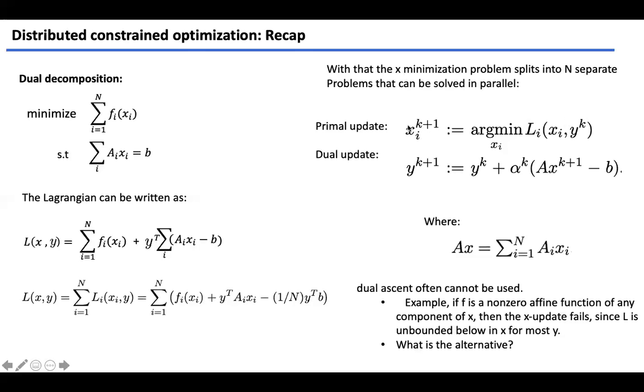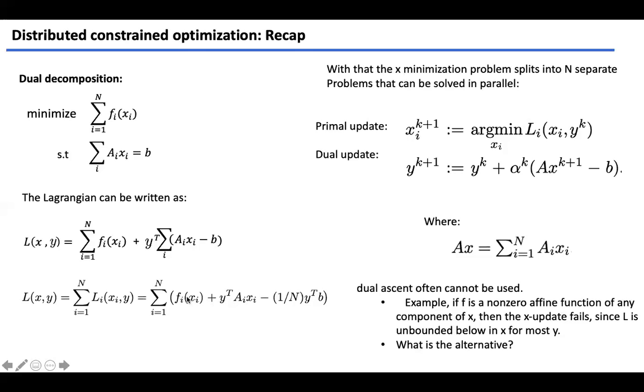So, for example, if fi of xi is differentiable and has a closed form, then the update of the ith primal variable, or ith model if we're talking about machine learning, is just solving.